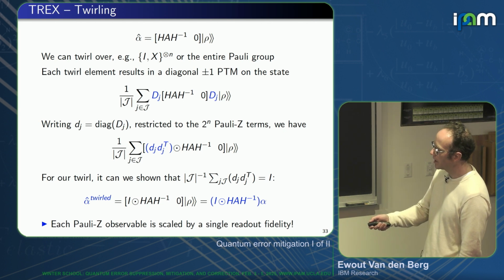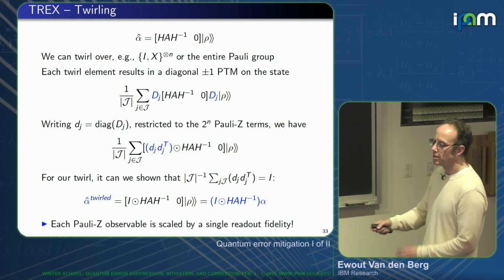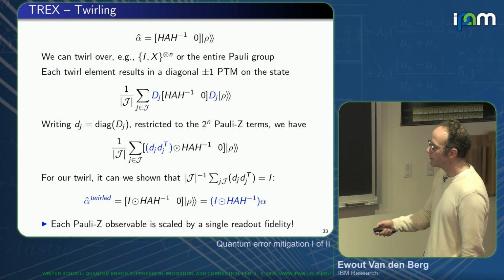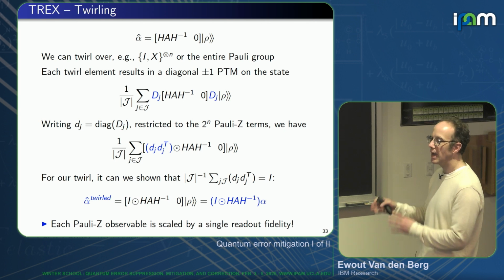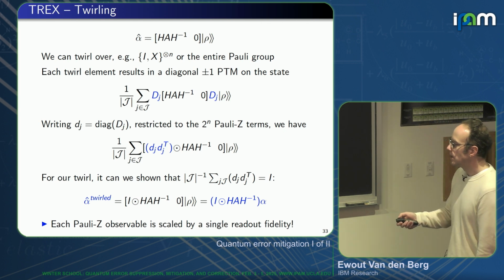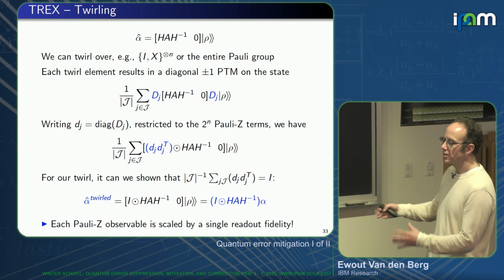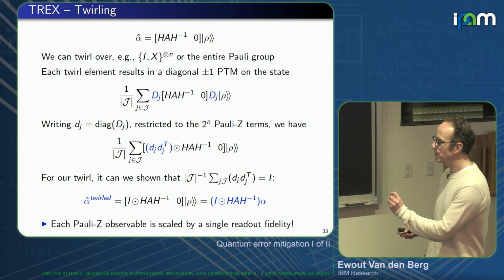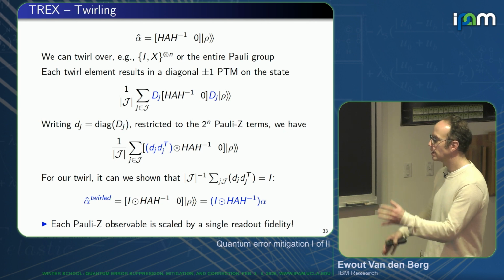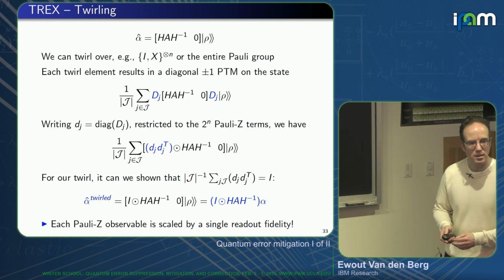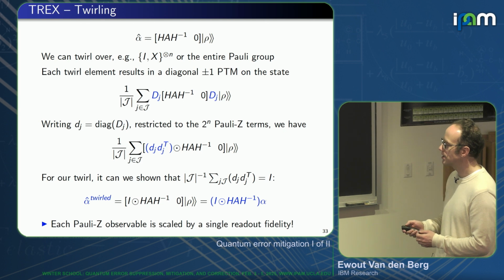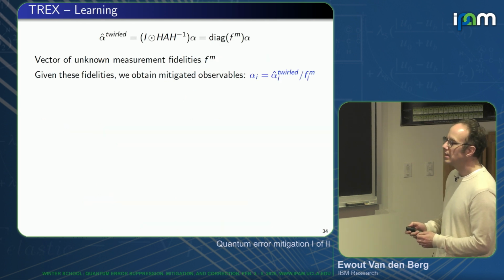And then after twirling, you can see that this term again goes to the identity. That means that you get an identity times something, that will be a diagonal matrix times rho. So the alphas, the Pauli Z components you measure after twirling, are just some diagonal matrix times the actual ones. That means that each Pauli Z observable after this procedure is just scaled by a single readout fidelity. There's no correlations anymore between the measurements, etc. It's simplified a lot.